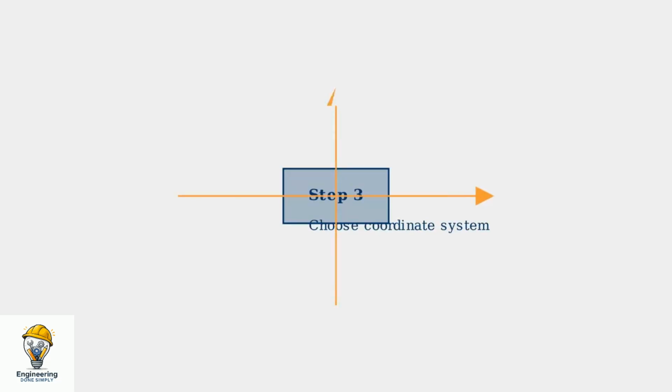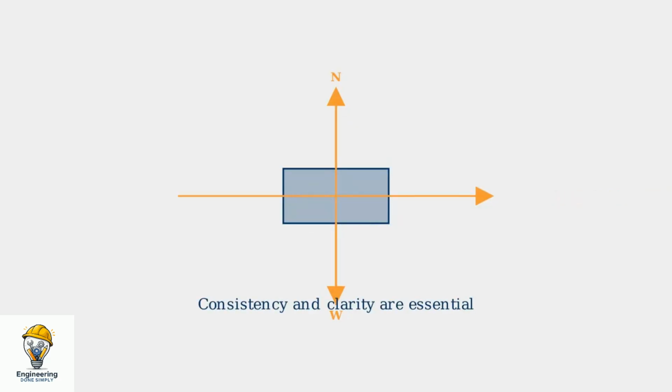Step 3. Choose a convenient coordinate system with x and y axes. Often align them with significant forces or surfaces for easier analysis. Step 4. Draw all external forces acting on the object as vectors. Only include forces from outside the free body itself. Step 5. Label forces clearly and consistently using standard notation like W for weight, N for normal force, and T for tension. Step 6. Indicate angles where needed, usually measured with respect to the chosen coordinate axes. Remember, consistency and clarity are essential when drawing free body diagrams. Clear labeling and proper vector representation help avoid common mistakes.